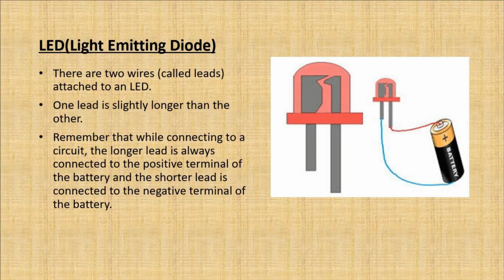LED. The full form of LED is light emitting diode. There are two wires called leads attached to an LED. One lead is slightly longer than the other. Remember that while connecting to a circuit, the longer lead is always connected to the positive terminal of the battery and the shorter lead is always connected to the negative terminal of the battery.